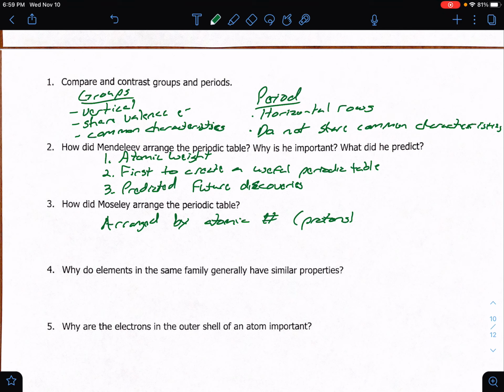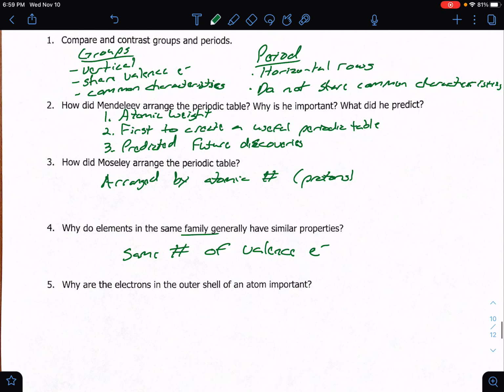Now, why do elements in the same family generally have similar properties? Same family means group, so vertical column. That's because they have the same number of valence electrons, the same number of outer shell electrons. And number 5, last question: why are the electrons in the outer shell of an atom important? Because that determines our charge, and just like you've noticed, that helps us determine how they bond with another atom.